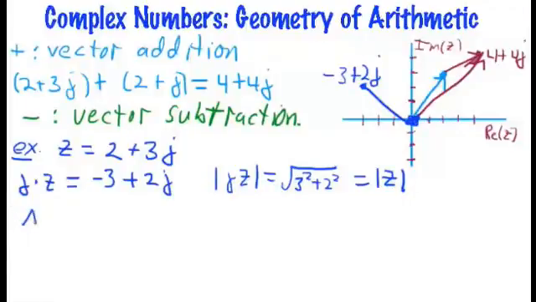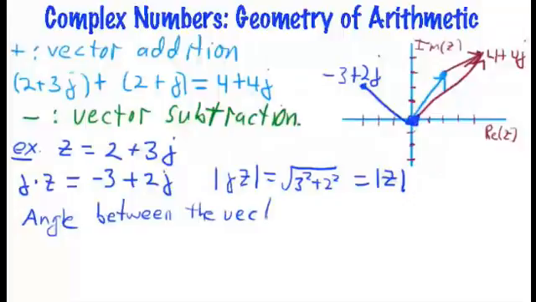The angle between these two vectors is pi over 2. So what we're saying is that the angle between minus 3 plus 2j and 2 plus 3j is 90 degrees. There are many ways to see this. Let's choose one geometric way.